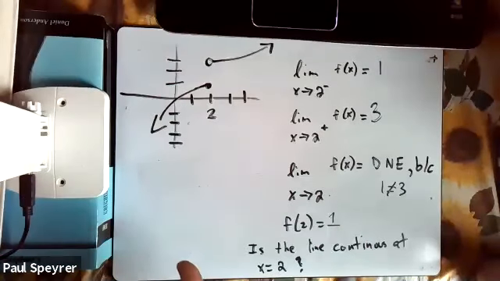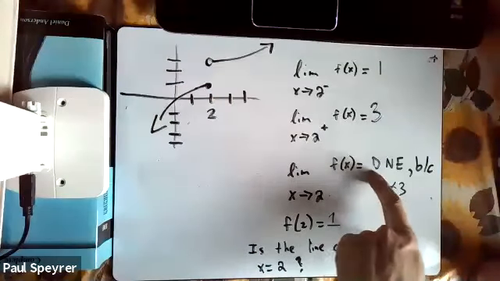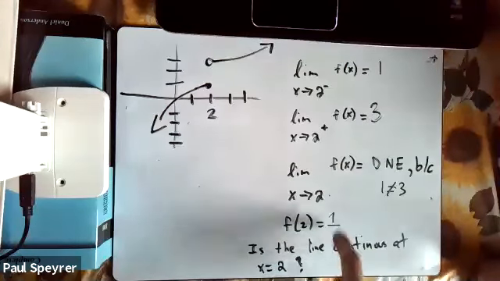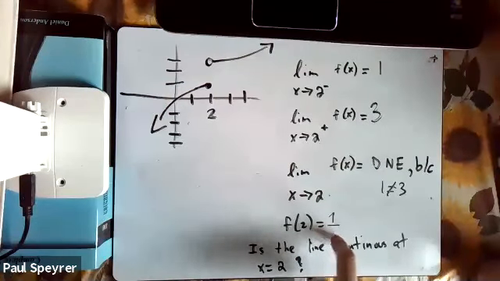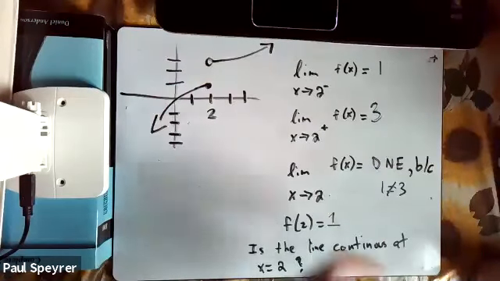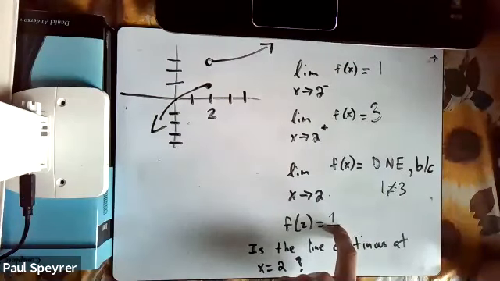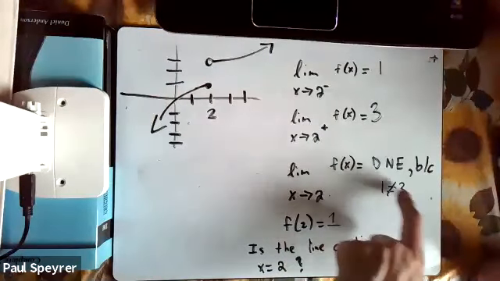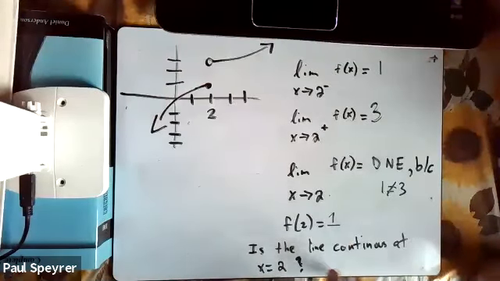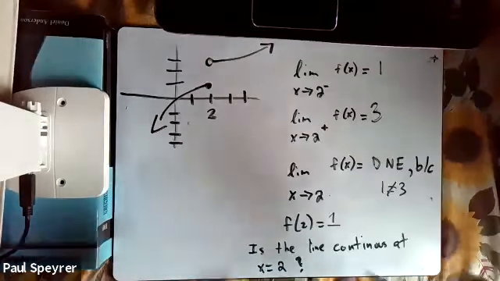Remember, the limit had to exist as you approach that value, which it doesn't. So it already fails that. The other one was that it had to be defined at that x value. So it is defined. But then the third criteria was that the limit at that particular x value had to be the same as that defined value right here. So let's say the limit did exist and it was like 5 right here. But because this is 1, the line would not be continuous at x equals 2. So the answer is no.